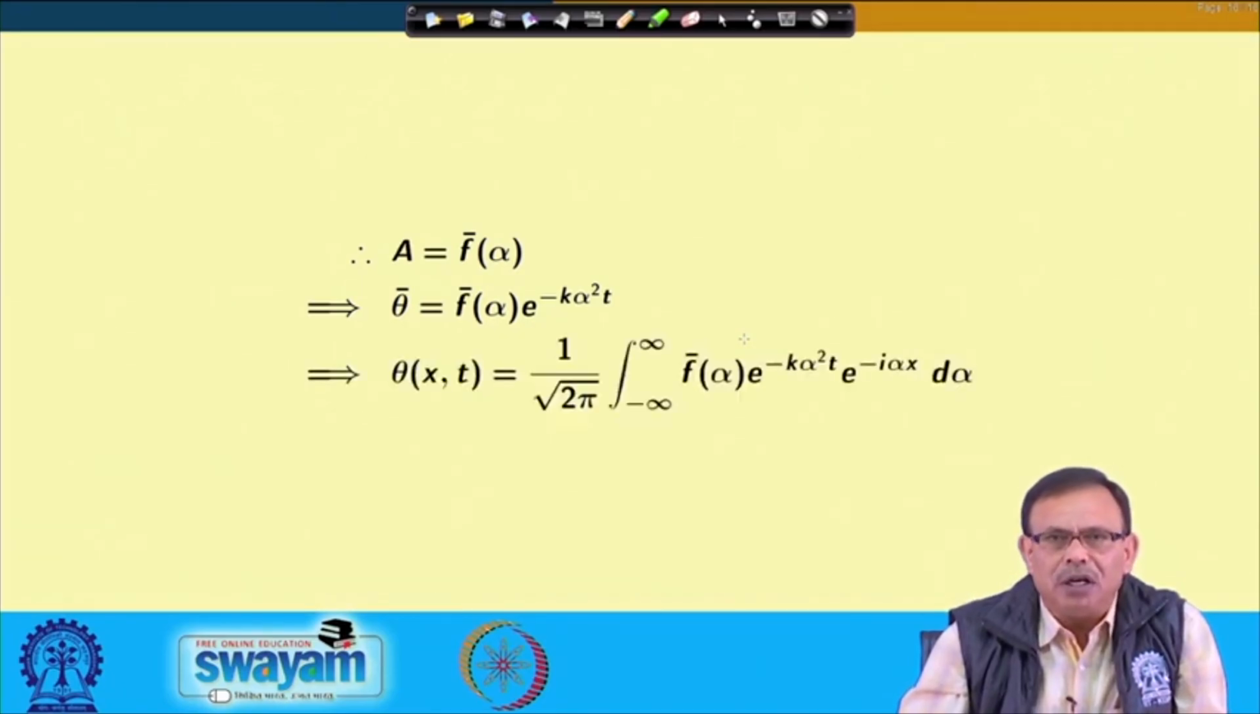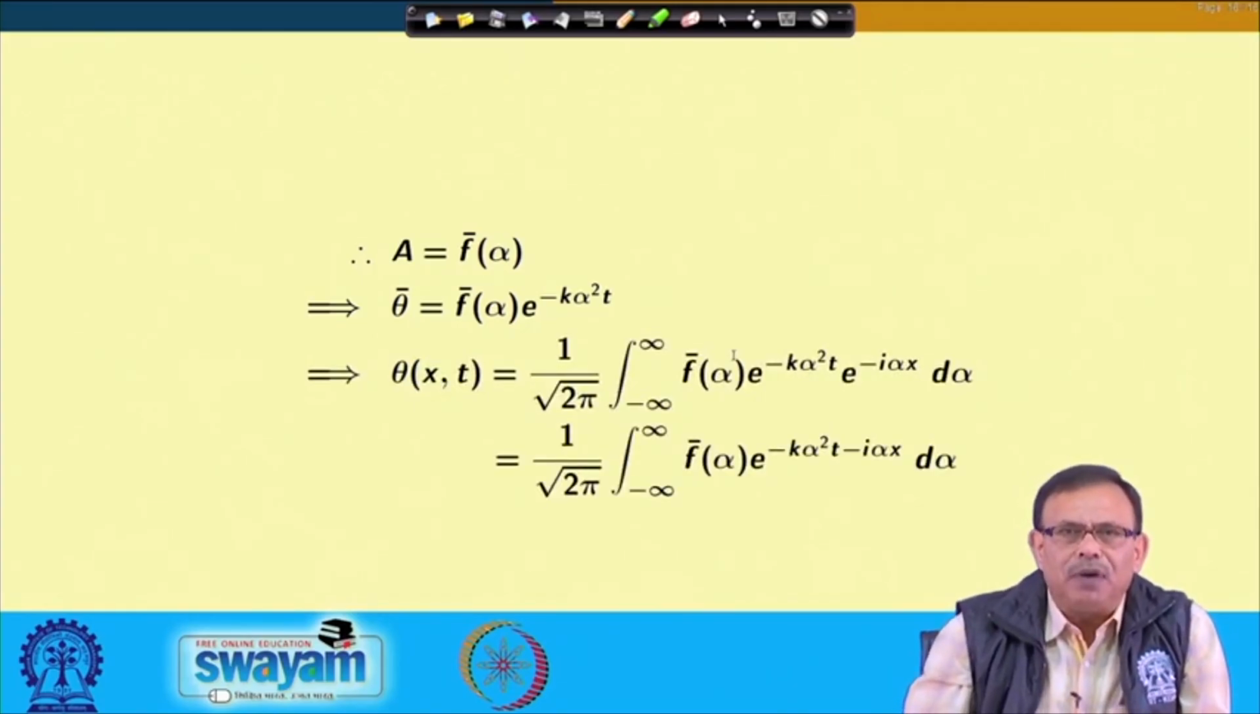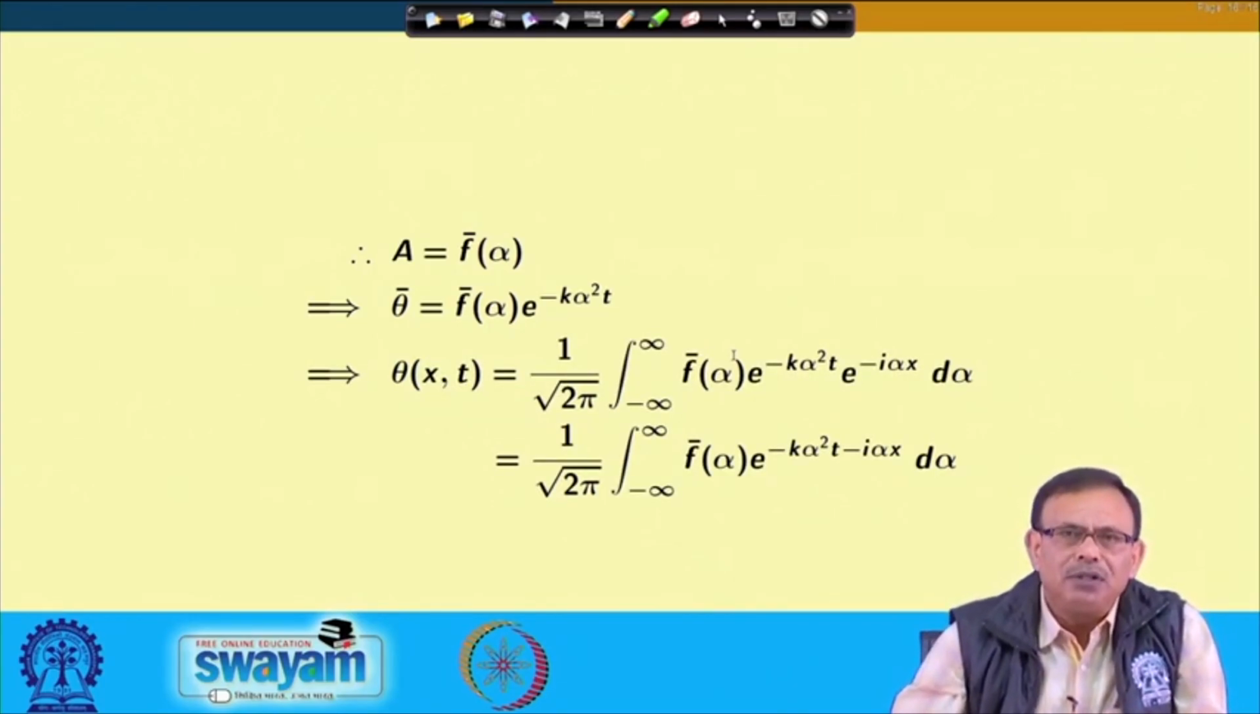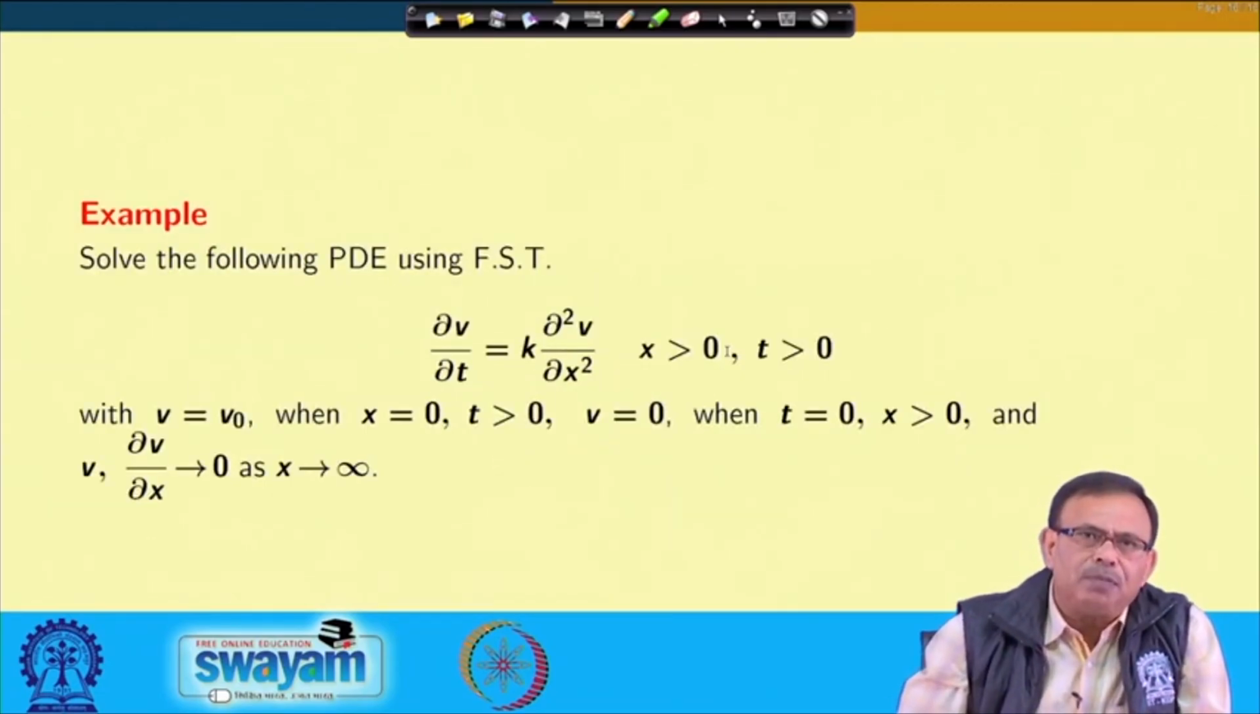Once I obtain f bar alpha, theta bar equals f bar alpha into e power this function. So, theta I can write as an integral like this, with f bar alpha into e power this function. And once I know f bar alpha, I can tell the value of theta x t. Now, let us take another problem.